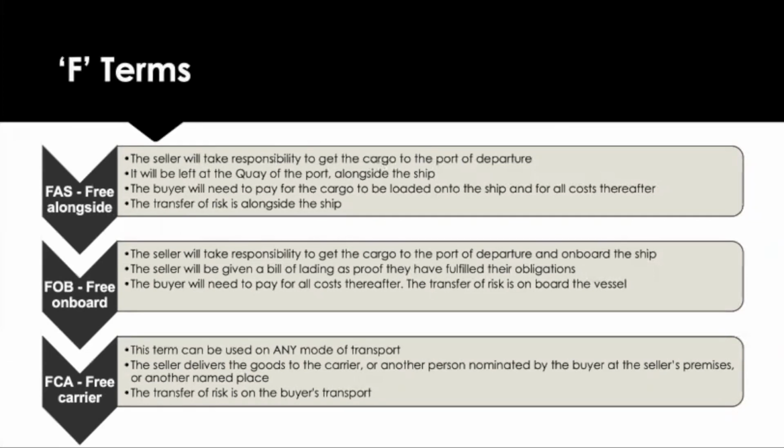So in effect, what happens is the seller takes the cargo to the ship and either leaves it on the quayside alongside the ship, or they'll get it craned onto the ship. When they get it craned onto the ship, they get something called a bill of lading, which is kind of useful later. We'll talk about that with the documents and payments a little bit later, but it's essentially proof that they've fulfilled their obligations.